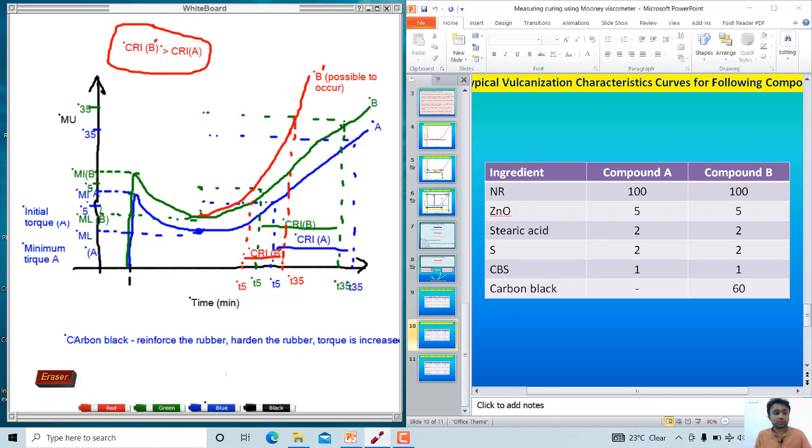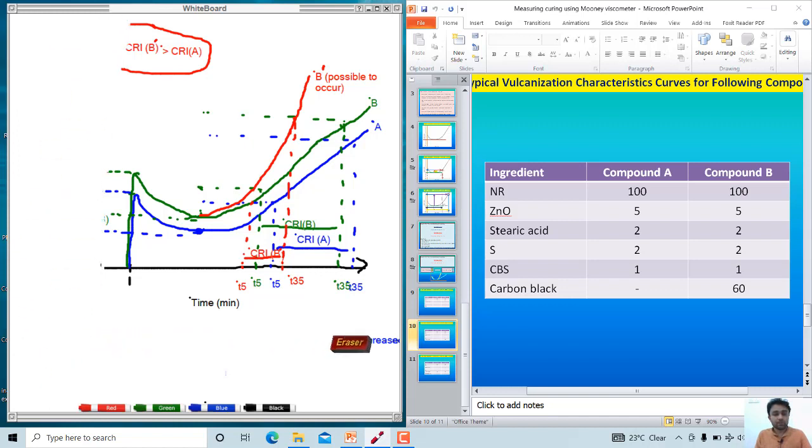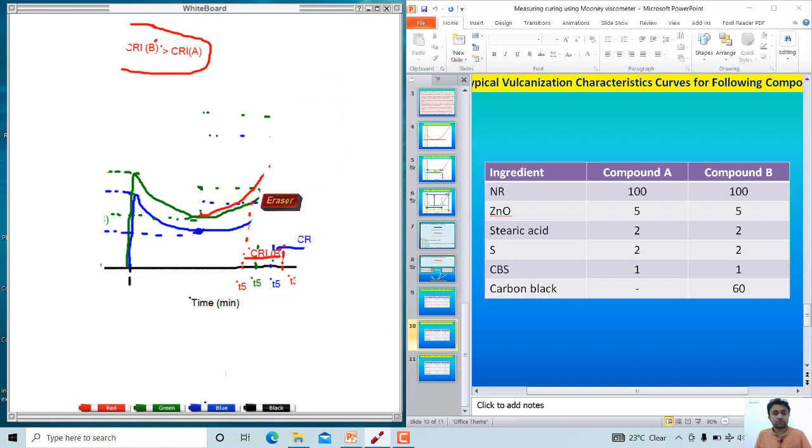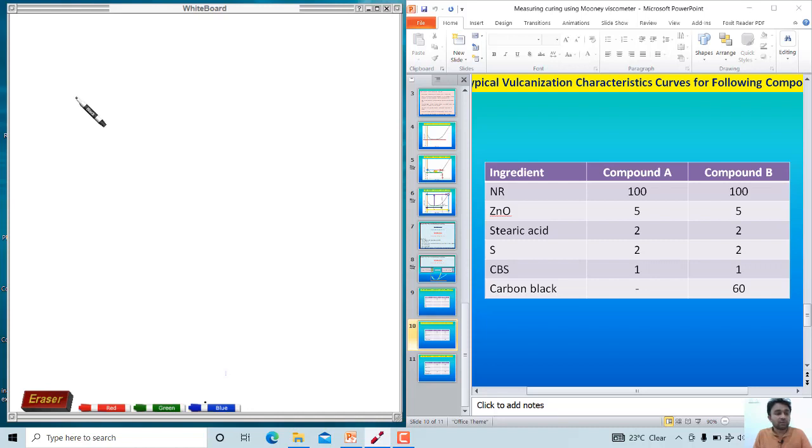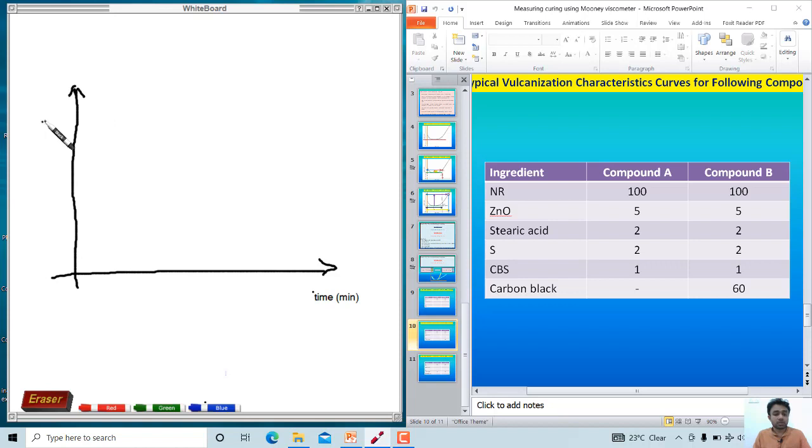We have to find another answer for the last question. I will delete this. And before that, we need to plot our axis. Here time in minutes, here Mooney units, and here 1 minute preheating time. Okay, what is our question?